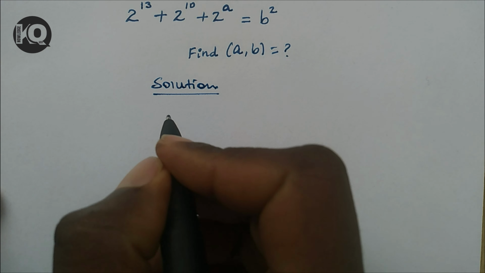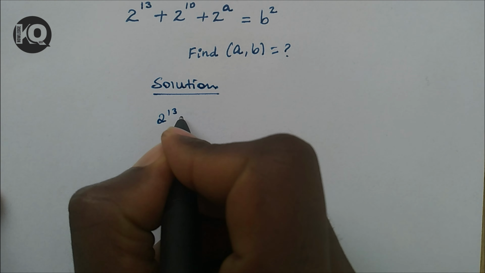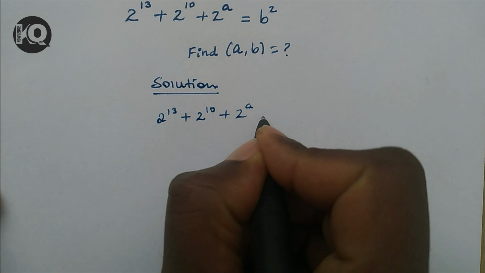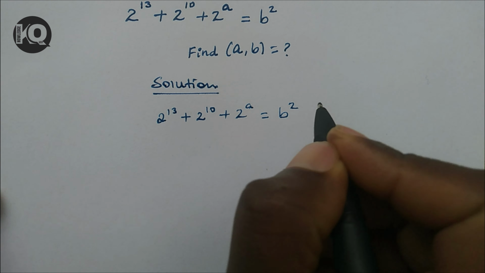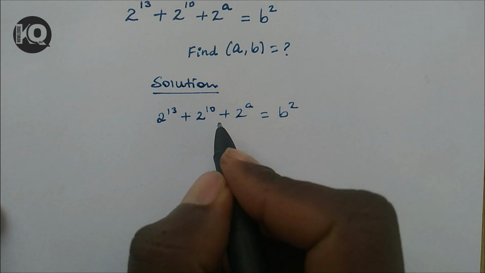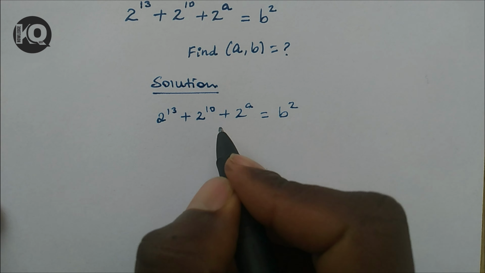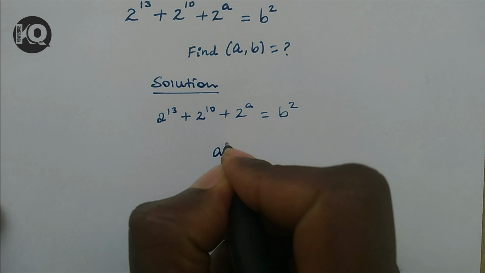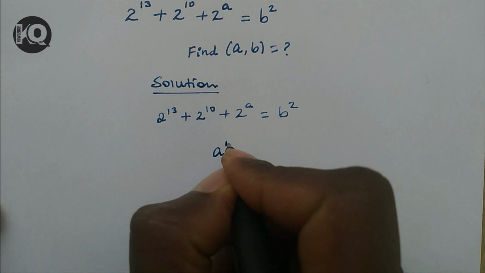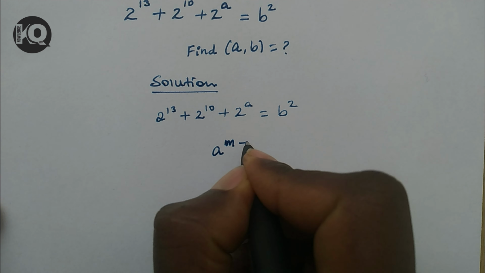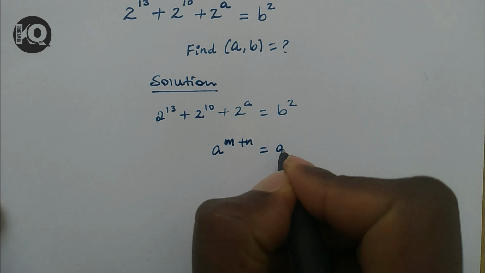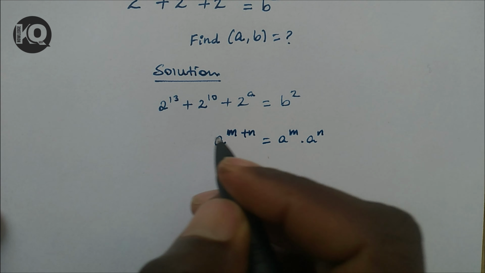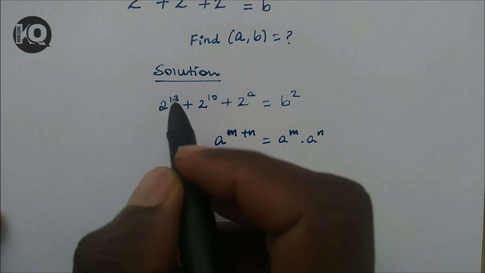First, let's record the problem, which is 2 to the power of 13 plus 2 to the power of 10 plus 2 to the power of a, which is equal to b square. Now we can factor out a common term, but before that we have to express this. We know that a to the power of m plus n is equal to a to the power of m times a to the power of n. So let's apply this for this expression.